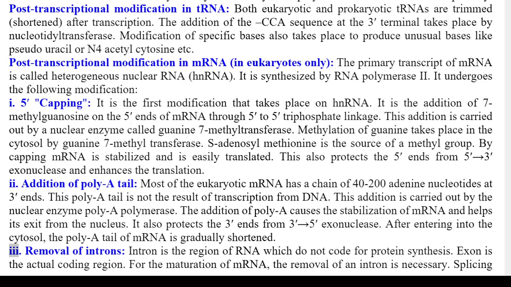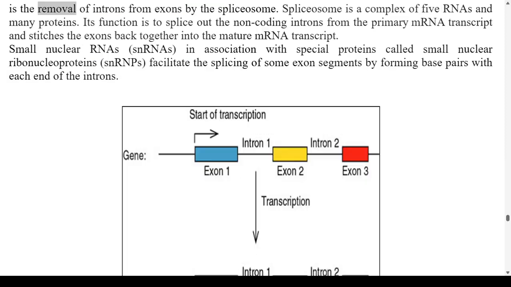3. Removal of introns. Intron is the region of RNA which does not code for protein synthesis. Exon is the actual coding region. For the maturation of mRNA, the removal of an intron is necessary. Splicing is the removal of introns from exons by the spliceosome. Spliceosome is a complex of 5 RNAs and many proteins. Its function is to splice out the non-coding introns from the primary mRNA transcript and stitch the exons back together into the mature mRNA transcript.